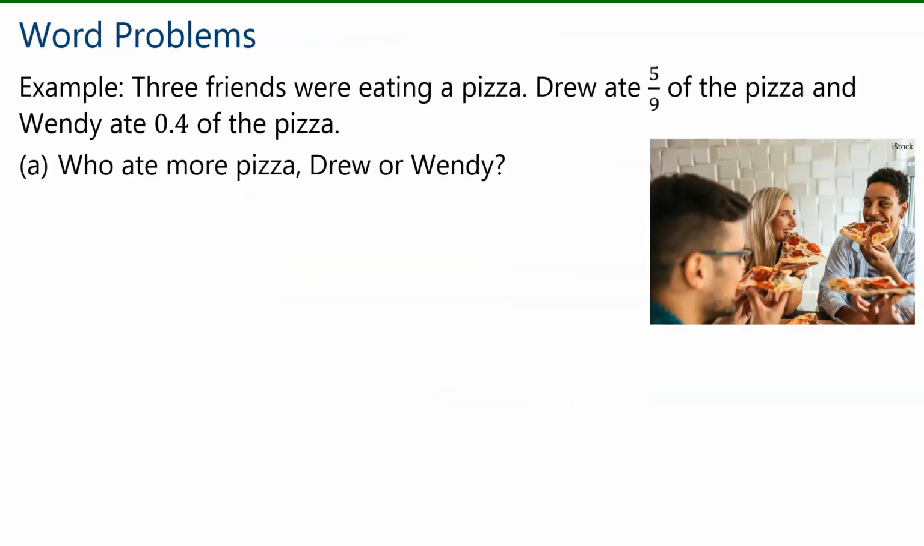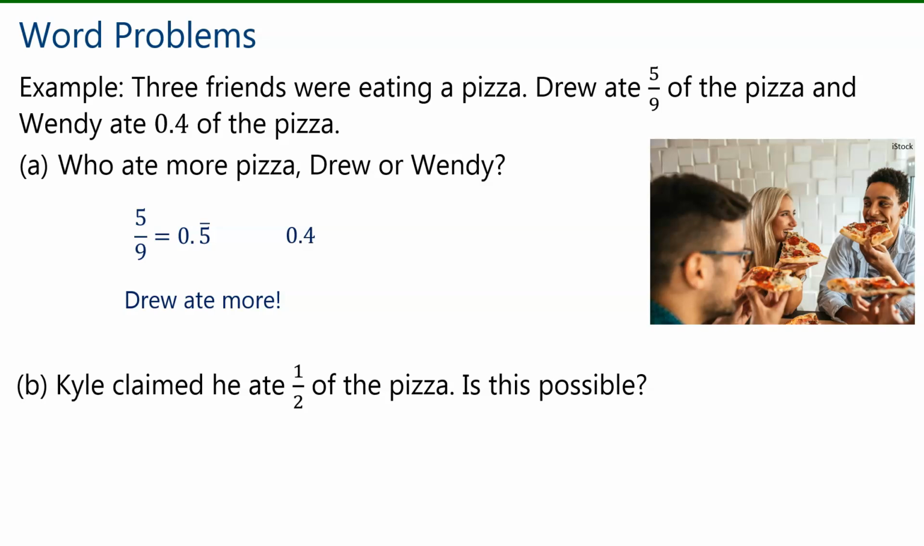Now let's look at this word problem. It says 3 friends were eating a pizza. Drew ate 5/9 of the pizza, and Wendy ate 0.4 of the pizza. Who ate more pizza, Drew or Wendy? Well, one of the numbers is given in fractional form, and the other one's a decimal. So we can make them both decimals or both fractions. Now I know what 5/9 is as a decimal, so I'm going to change them both to decimals. 5 over 9 is 0.5 repeating. So if I compare that with 0.4 and look at the tenths place, I see that Drew, who ate 0.5, ate more of the pizza.